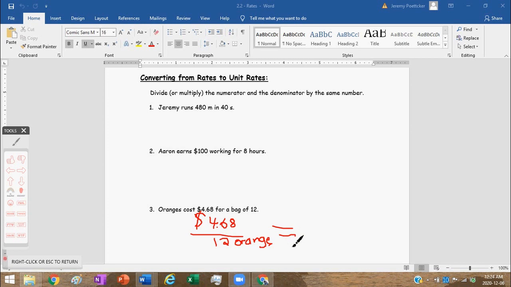And now that we've picked that lovely number 12, we do our division. All right. We end up with 39 cents per orange. Per 1 orange, if you'd like. Again, we write it as $0.39 per orange. And away we go. All right, so I'll write it up here properly: 39 cents or $0.39 per orange.